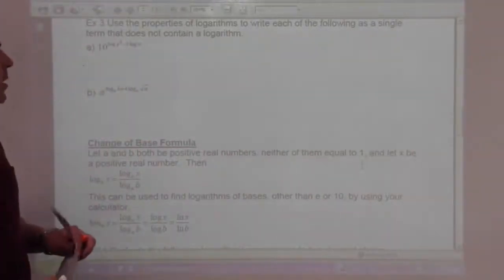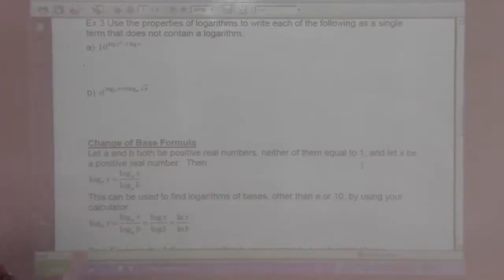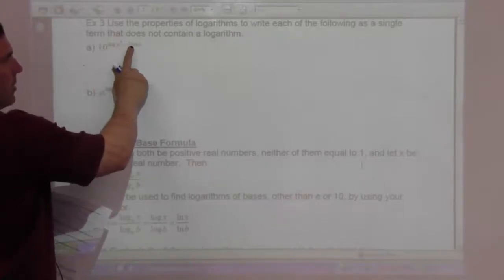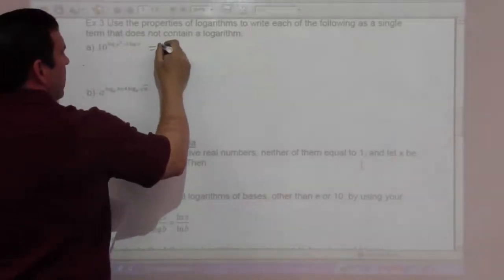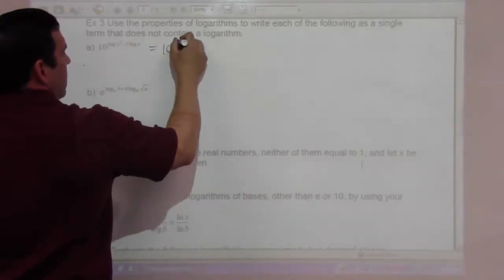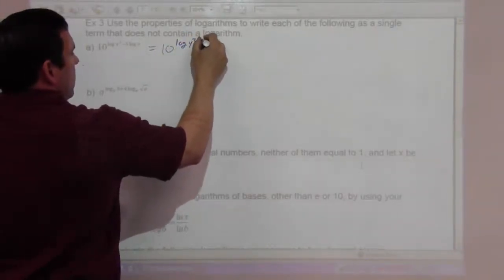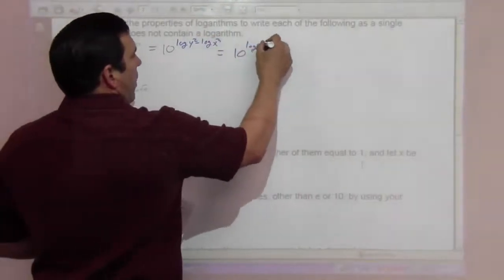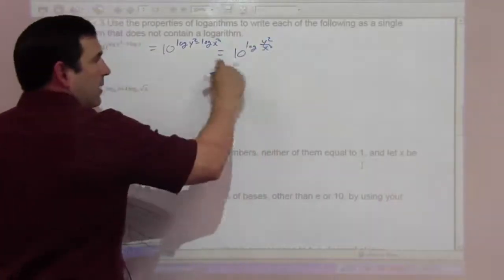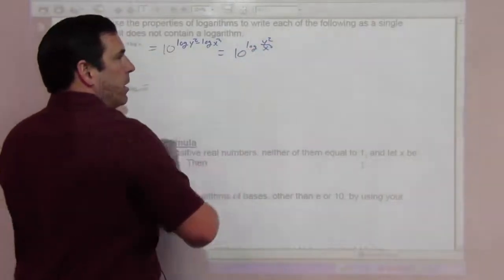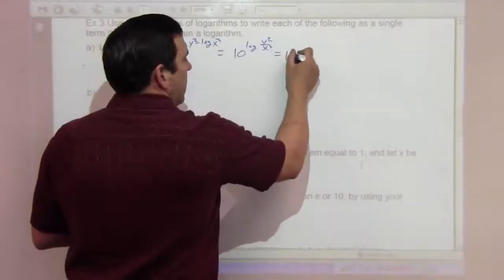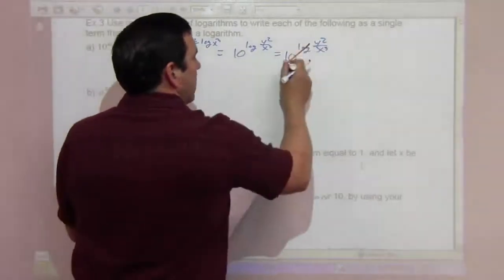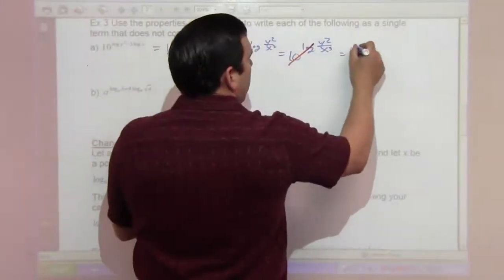Use the properties of logarithms to write each of the following as a single term that does not contain a logarithm. Okay, so notice this is 10 to the common log of y squared minus 3 times the common log of x. This is going to be 10 to the power common log of y squared minus common log of x cubed. That's 10 to the common log of y squared over x cubed. So now we have 10 to the power of common log, and that just cancels. So I'm going to write that in the next one. 10 to the common log of y squared over x cubed. This cancels and just leaves y squared over x cubed.